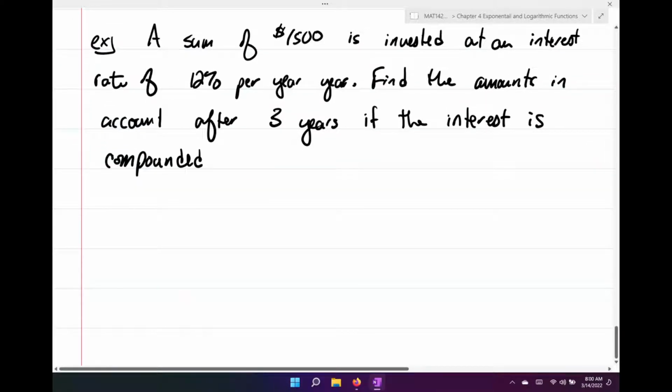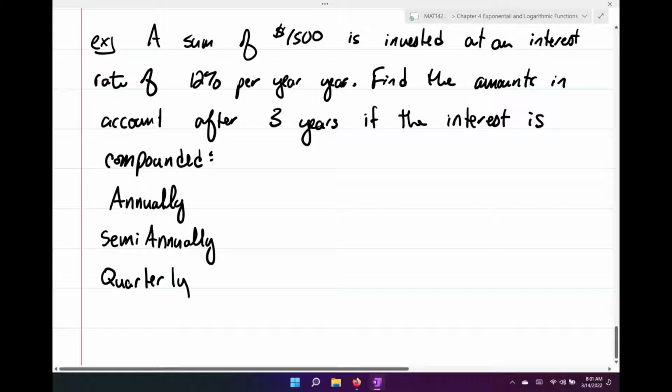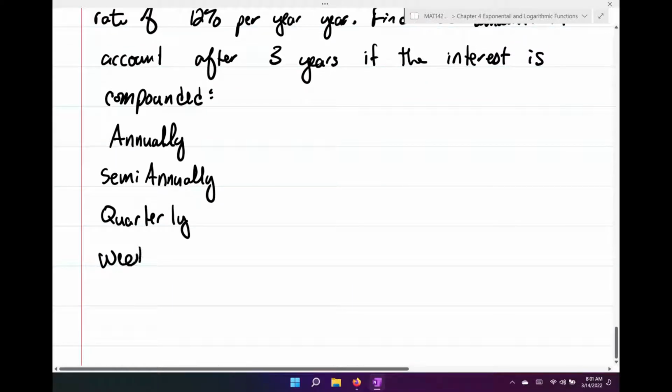And we're not gonna do all of them, but we'll do a couple of them. If the interest is compounded annually, this way I can define what annually means, semi-annually, quarterly, weekly, and daily. So this is nothing more than just setting up a formula and then plugging it into your calculator. That's it. Now, annually means n is equal to 1. It's compounded once, and it's always compounded on the same day every single year.